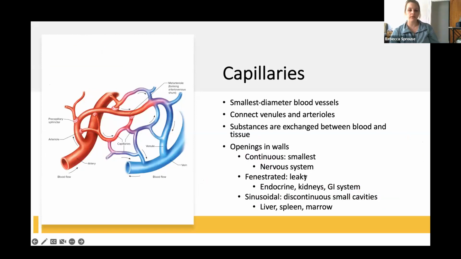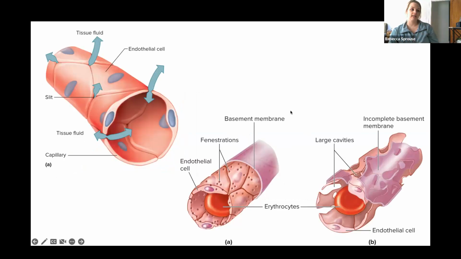Now, why would that be important that that's found in the nervous system? If you're familiar with the blood-brain barrier, we don't want a lot of bacteria and harmful pathogens and a lot of wastes getting out into the brain tissue, right? So we need to control what's passing into the brain tissue very closely. So that would be your continuous.